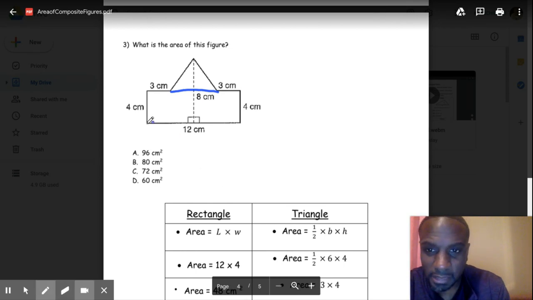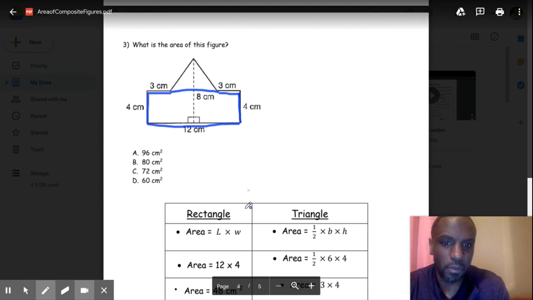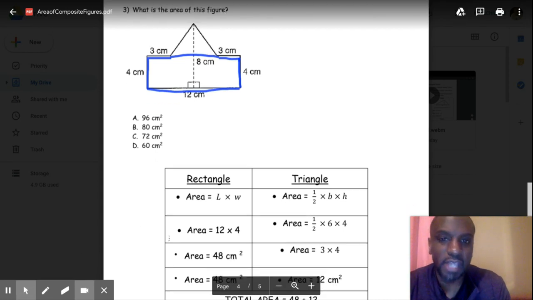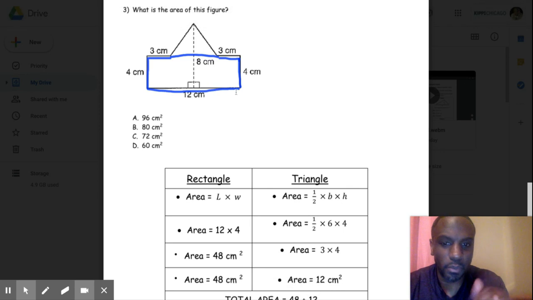It looks like my length is 12. Looks like my width is 4. So it's 12 times 4. Here's my rectangle. Right here, you'll see that it says 48. Let me zoom up a little bit. There we go. Now, 12 times 4 is 48. So the rectangle is 48 meters squared.